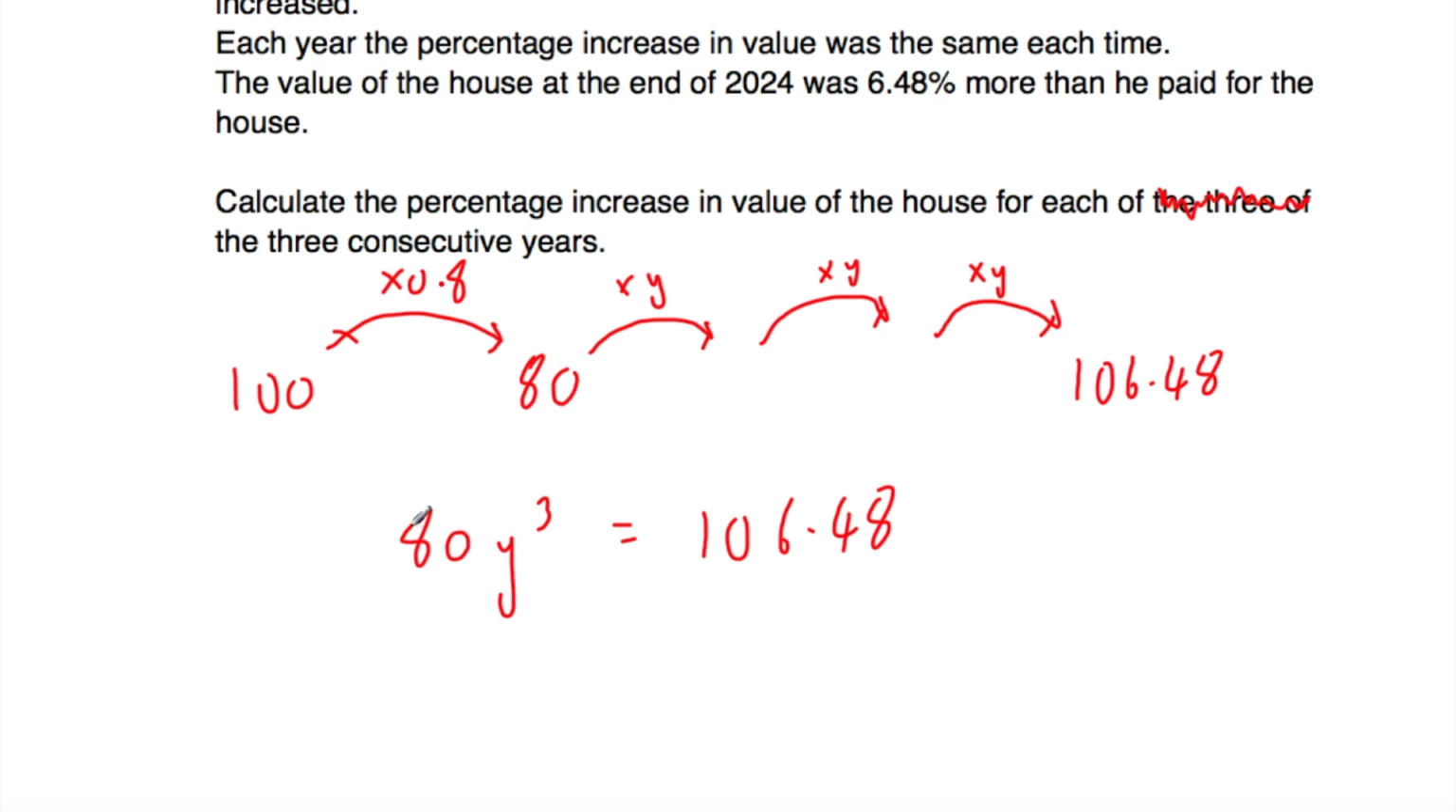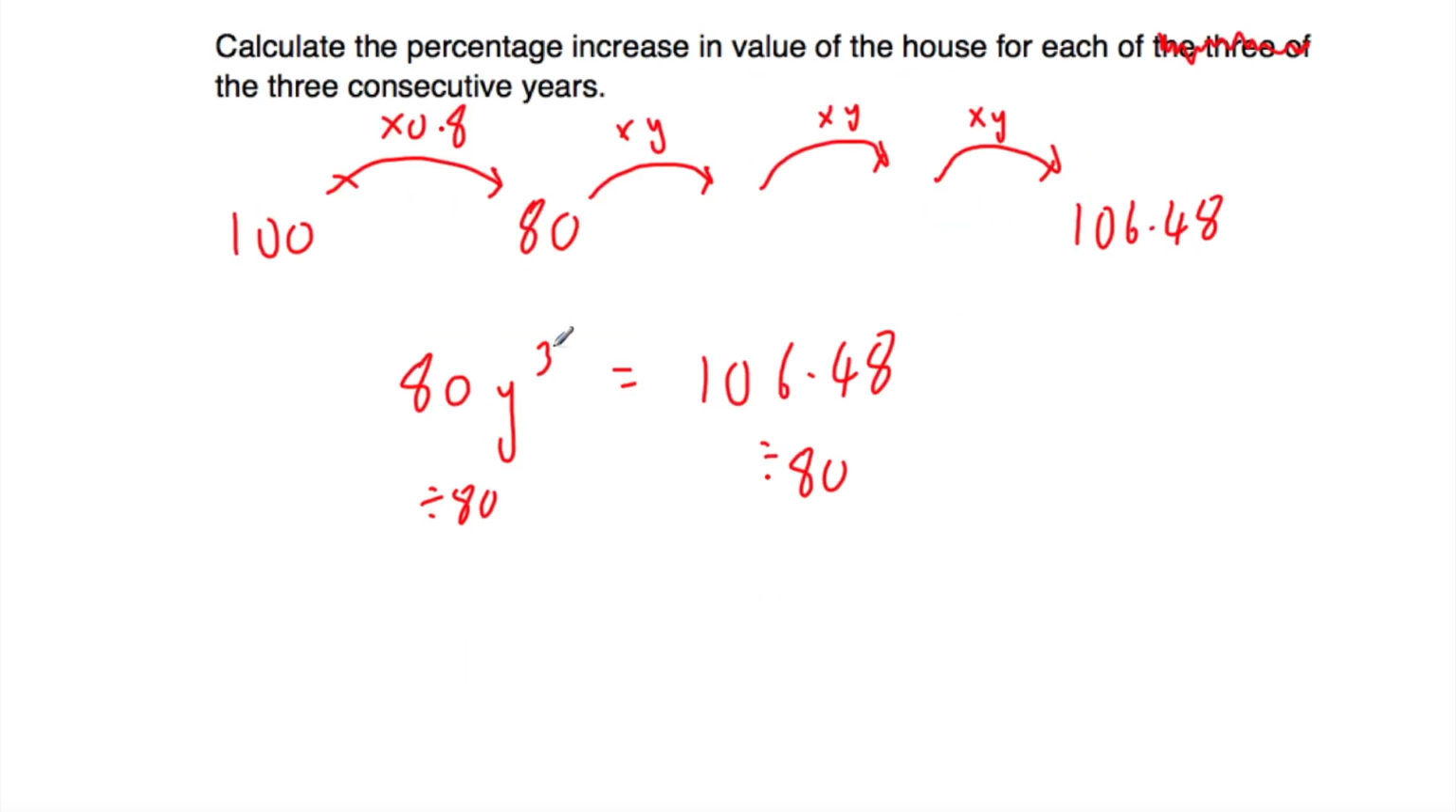So let's divide both sides of this equation by 80. We want to find out what y is, so we don't want this multiplied by 80, and we don't want the cubed. We're going to get rid of the 80 first, so we're going to divide by 80 and divide by 80. So 80y cubed divided by 80 would just be y cubed. And then on the other side, we have 106.48 divided by 80. That's equal to 1.331. So we've now got y cubed is equal to 1.331.